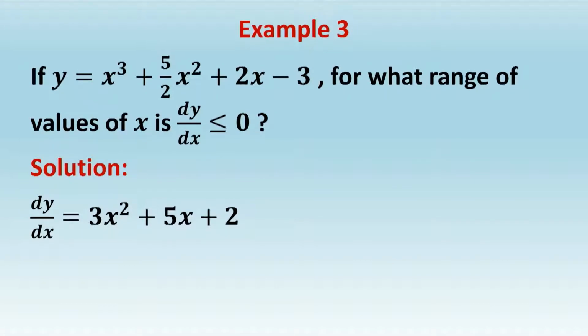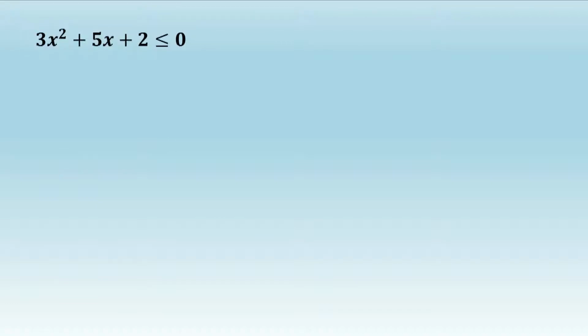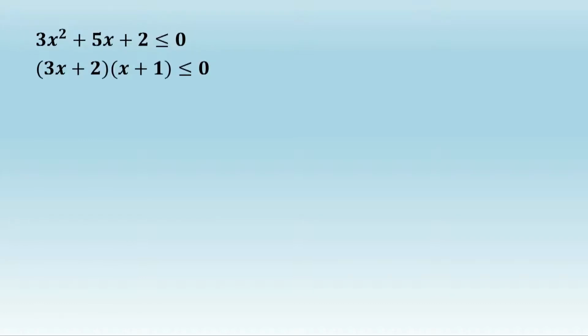Now we need to calculate the range of values of x that satisfies the inequality dy by dx less than or equal to 0. First, we substitute the left-hand side. 3x squared plus 5x plus 2 is less than or equal to 0. Here we need to recall solving of quadratic inequality. First, we factorize the left-hand side. 3x plus 2 into x plus 1 is less than or equal to 0.